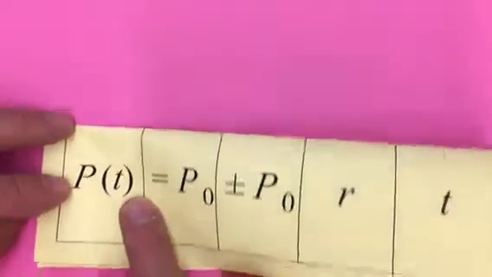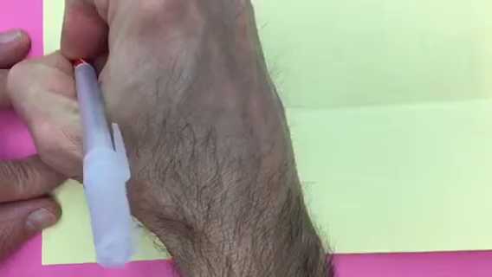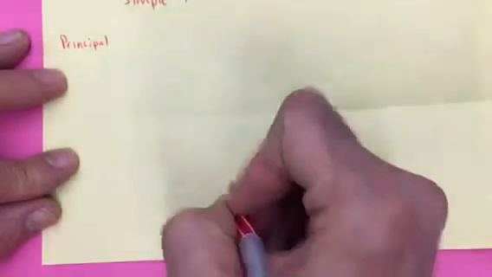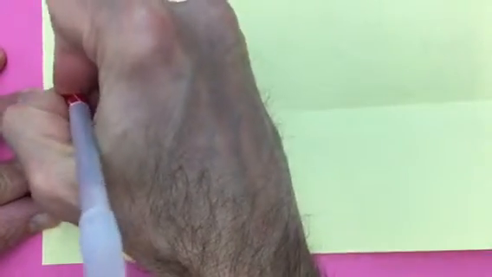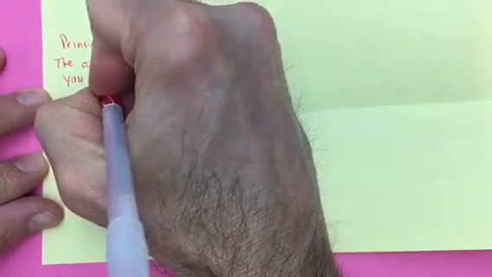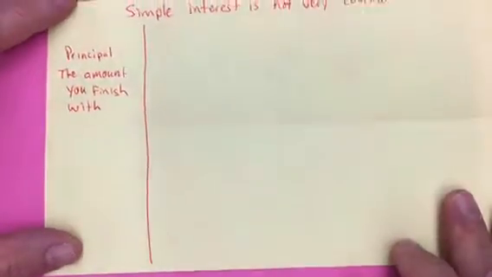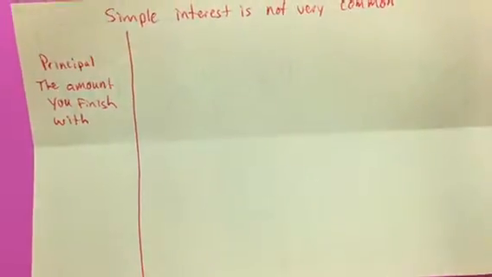All right, so the first thing we have, your P of T. This is your principal. This is the amount you finish with. Okay? That's how much you're going to finish with. That's your total. We can zoom in a little bit.